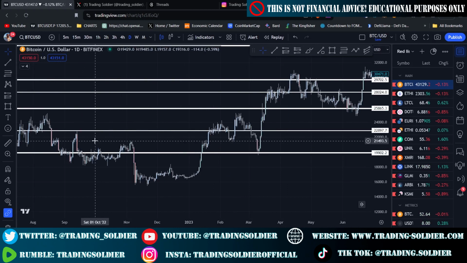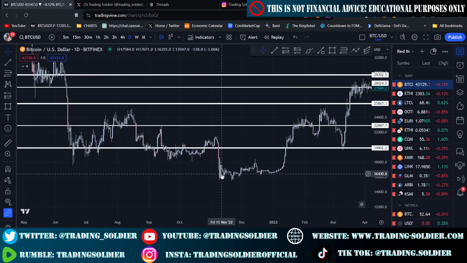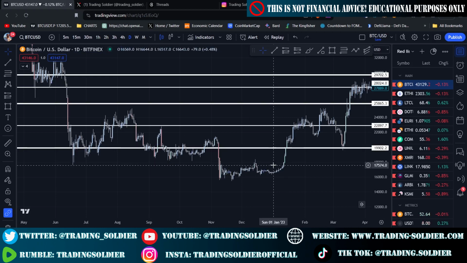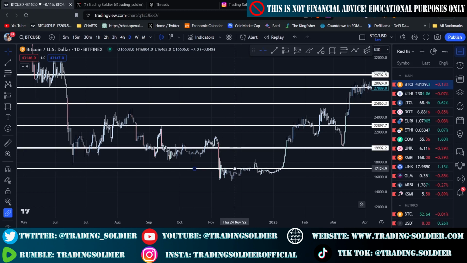Also here, you can identify this support level, then it's broken. Here, if you are in spot, you have to hold. Here we can put another support level, because once this support level is broken, we can identify a new support level, for example around this area.